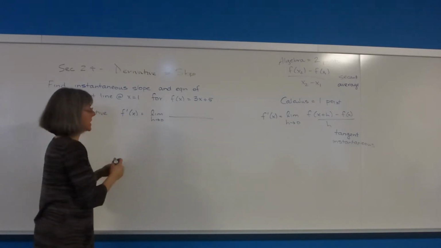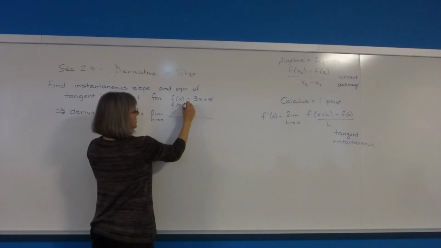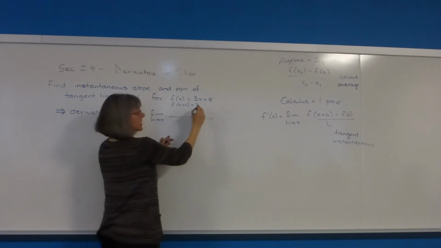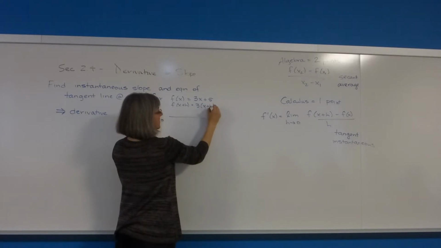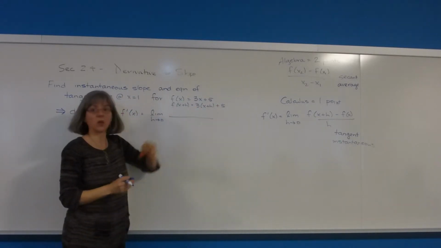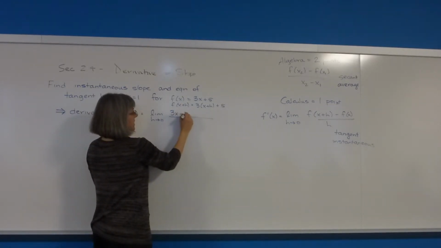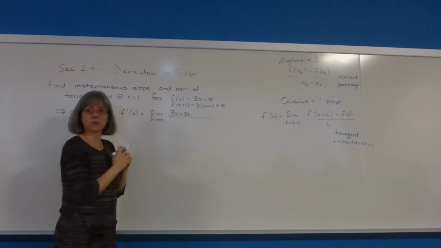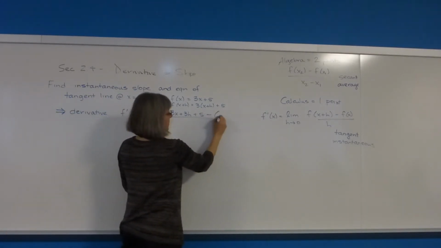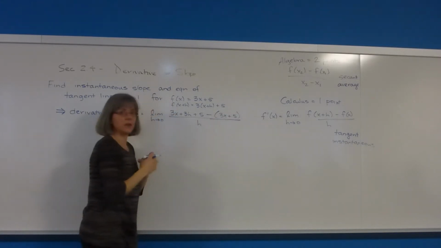So f of x plus h. Let's go ahead and write it right underneath. F of x plus h is everywhere I had an x, I now put an x plus h. So now I have this first one, and I need to subtract all of the second one. So I'll have, I'm just going to multiply this out as I go, 3x plus 3h, that's multiplying out, plus 5, minus the whole rest of it, 3x plus 5, all over h.